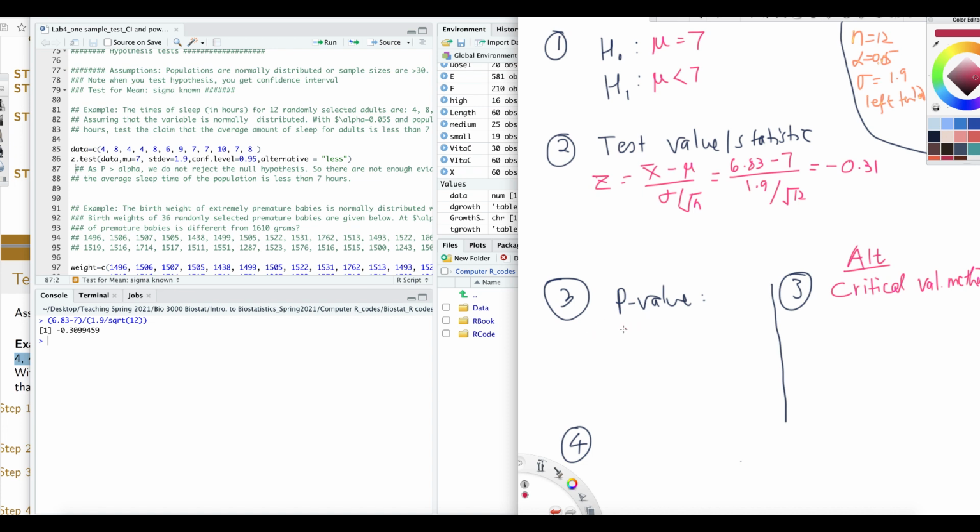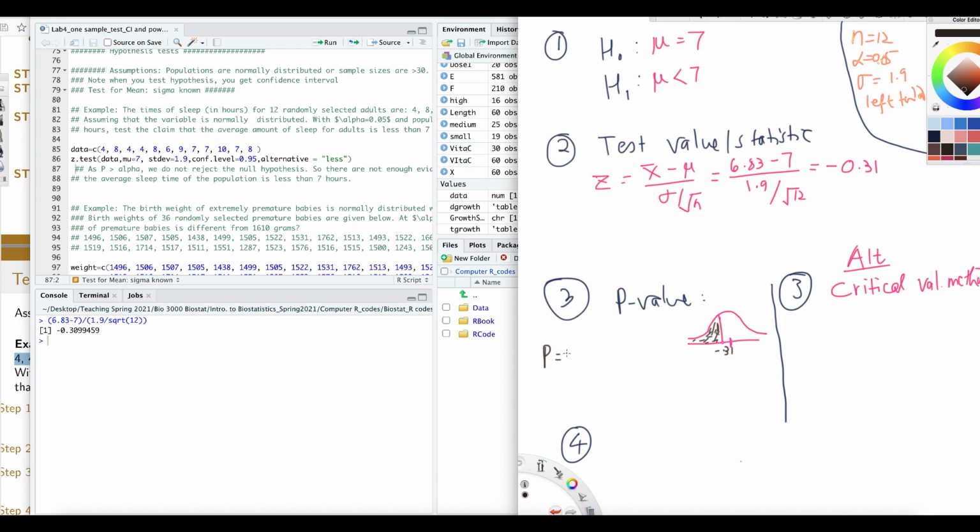Next I want to find the p-value. This is a left tail test, so the p-value is the area left of the test value. This is the normal distribution with 0 in the middle, and negative 0.31 is maybe somewhere here. Now you want to find the area left of that. That is the p-value, the area left of negative 0.31. Do you remember the R syntax for that? P is to find the area.